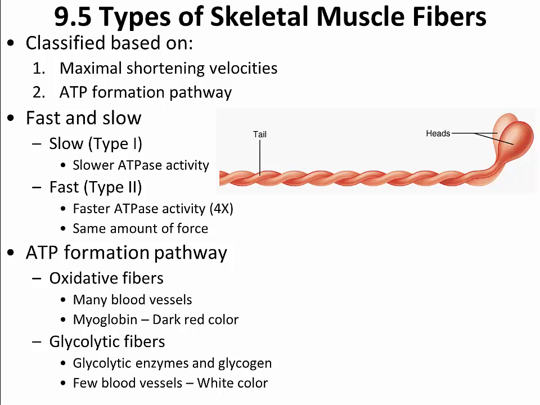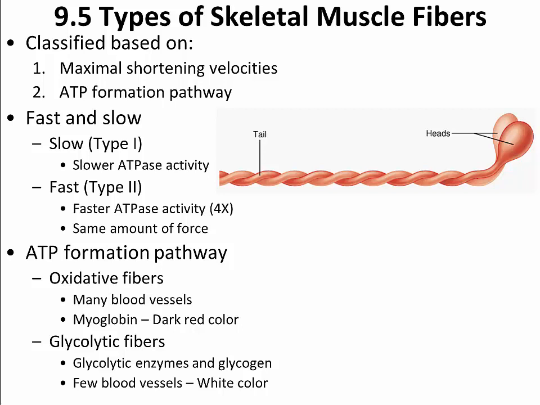In section 9.5, we talk about the different types of skeletal muscle fibers, which has always been one of my favorite discussions in chapter 9. What we notice is this, that skeletal muscle fibers can be classified based on two different characteristics. One, the velocity at which they are able to shorten, which of course depends on the myosin isoform that's present. And number two, the ATP formation pathway. How are they making the ATP that they're using for muscle contraction?